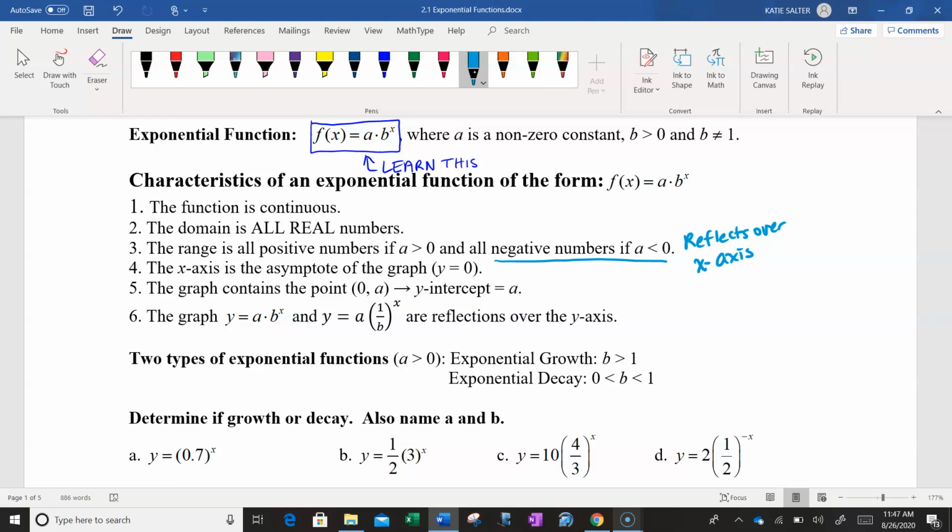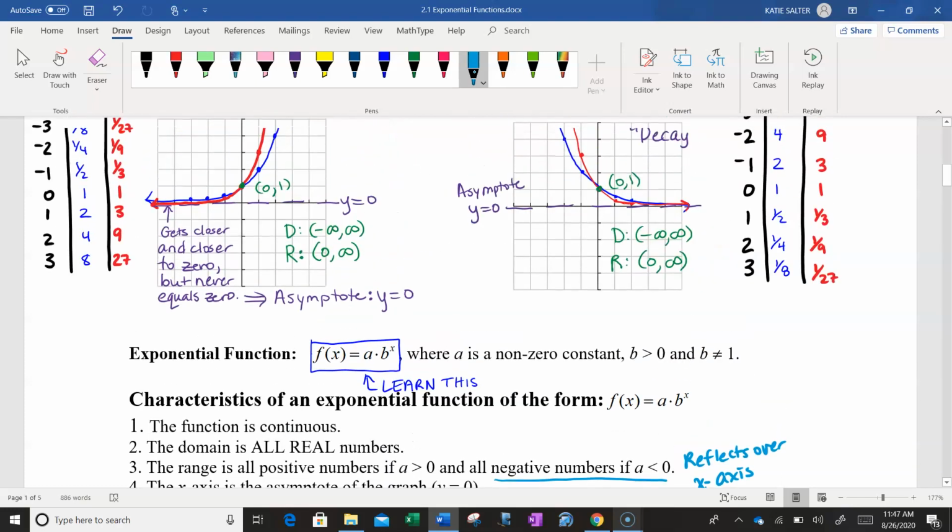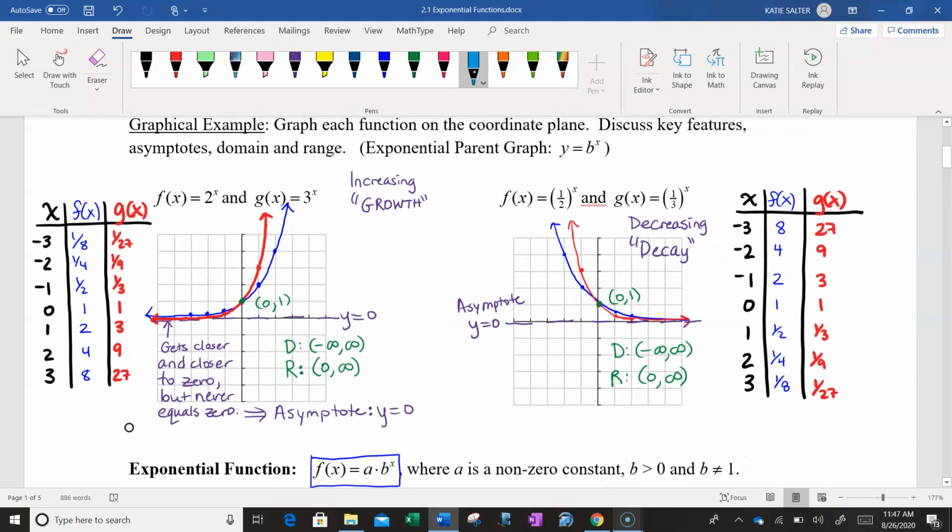The graph also contains the point (0, a). The y-intercept is always going to be a. All right, let me explain that. For the graphs that we did above, the y-intercepts on all of them were 1, but that's because we never multiplied in front of the function by a number.